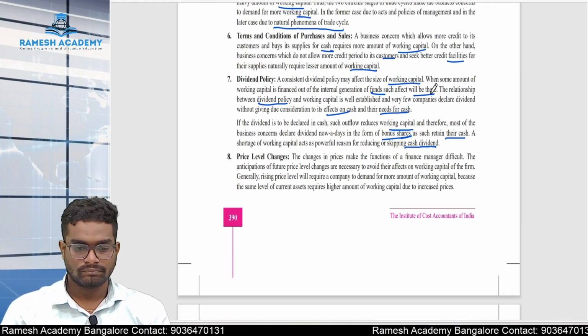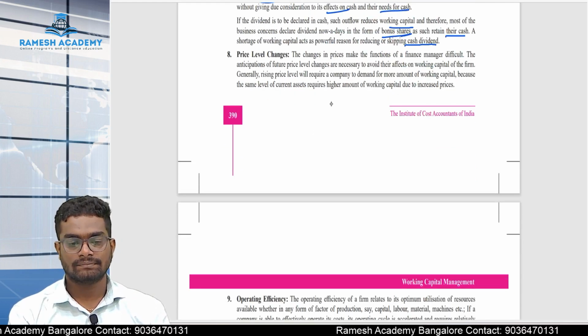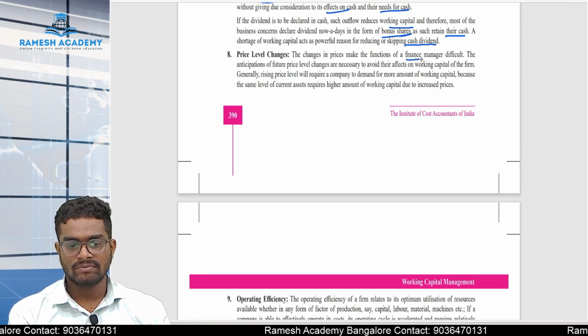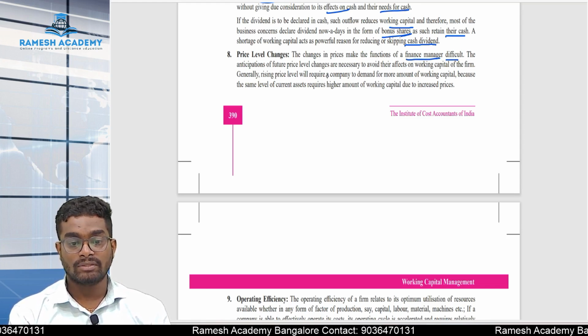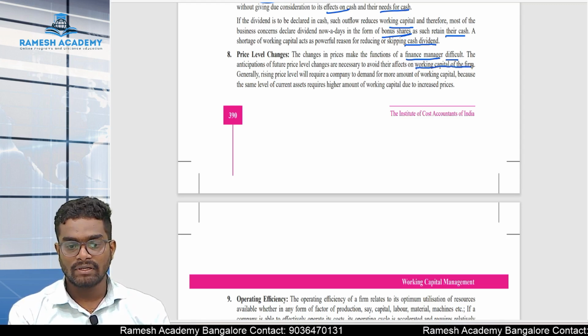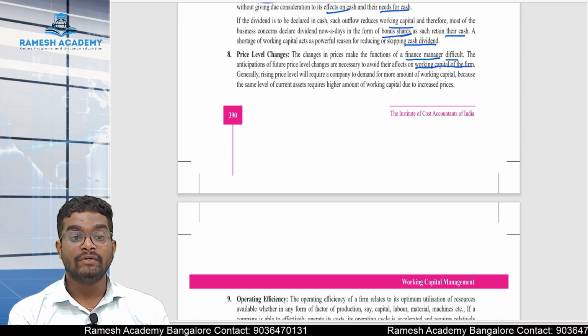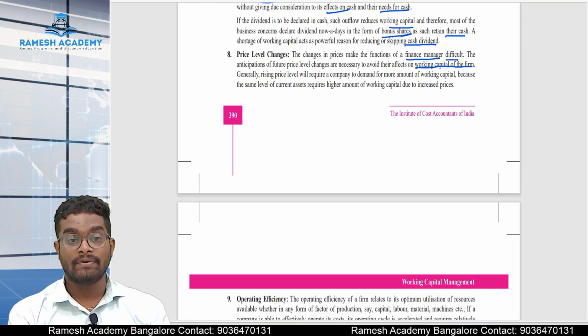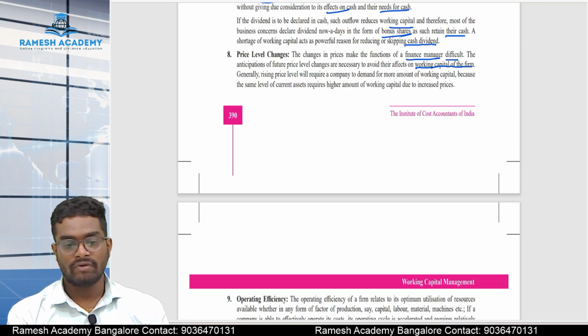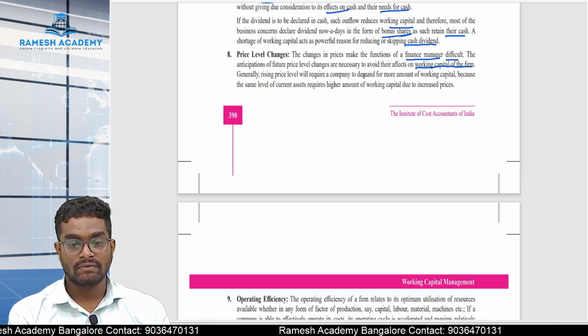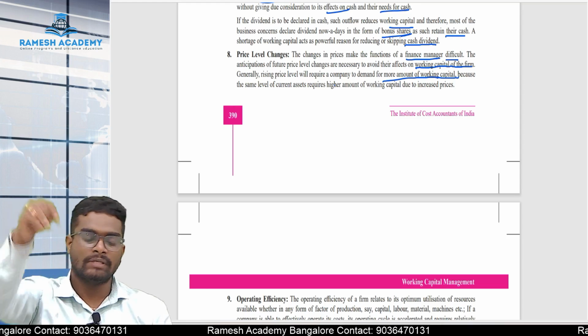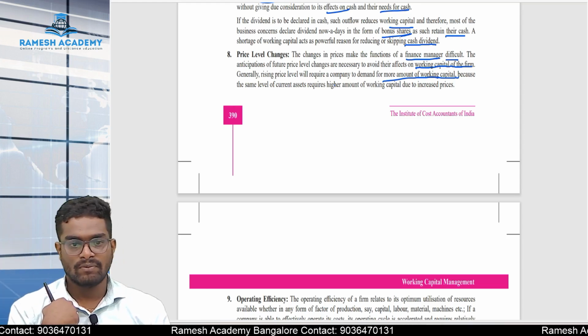Okay. Price level changes. The changes in price may make the function of a finance manager difficult. The anticipation of future price level changes is necessary to avoid their effect on the working capital of the firm. So if we predict that future prices are going up, obviously we require more and more working capital. Generally, a rising price level requires the company to demand more working capital. Obviously, if the price is going up, we have to pay more. Obviously, we require more funds.